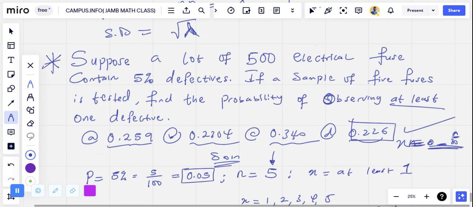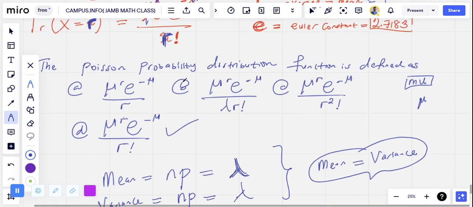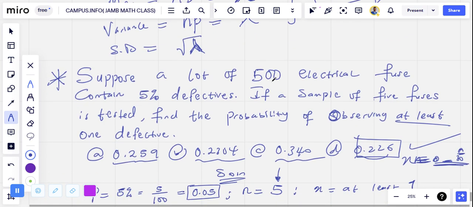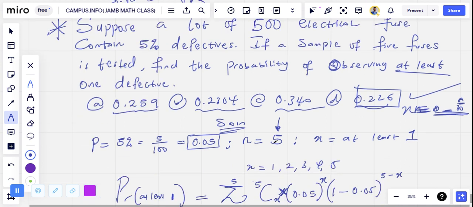That means we've not seen any example of Poisson aside from this. So I have to check. You know, I actually thought it was Poisson, I will not lie to you, when I was going through that video because of that 500. Whereas after interpreting, I noticed that it is what? Binomial. From what? From this n equals 5.